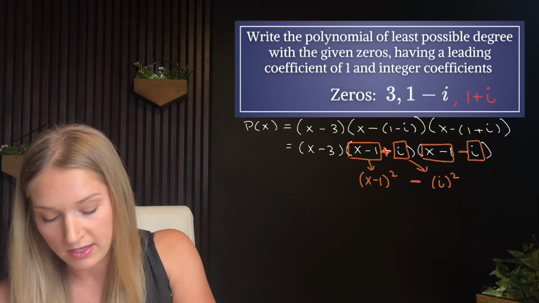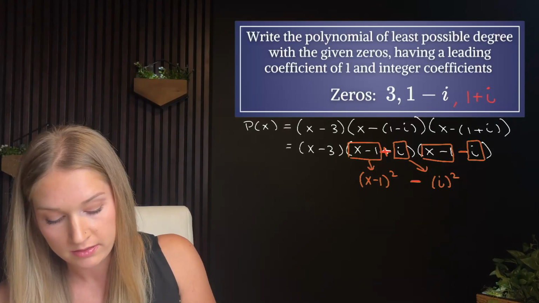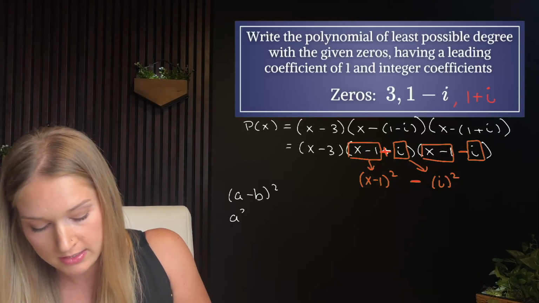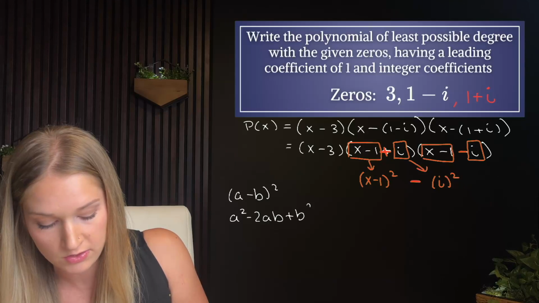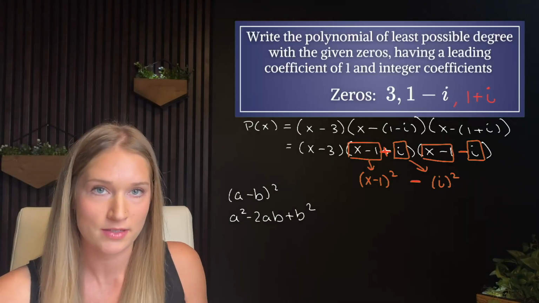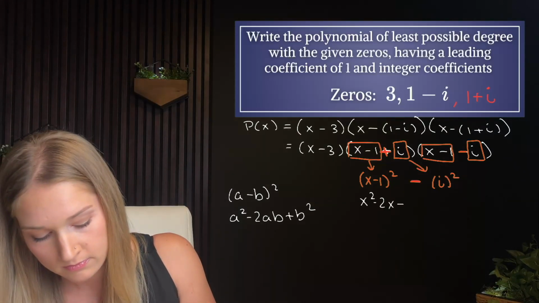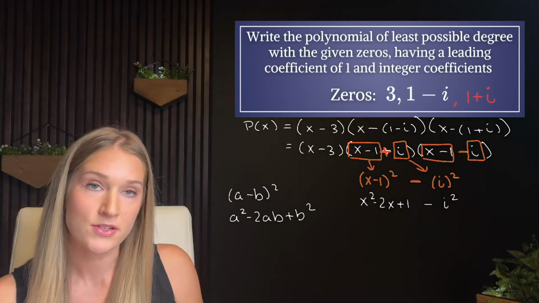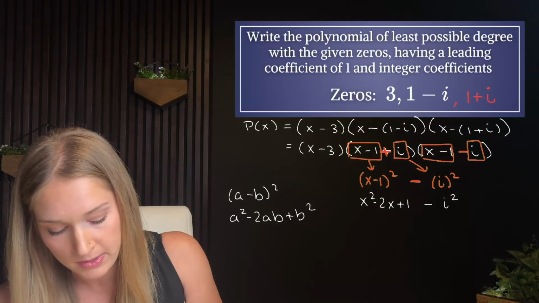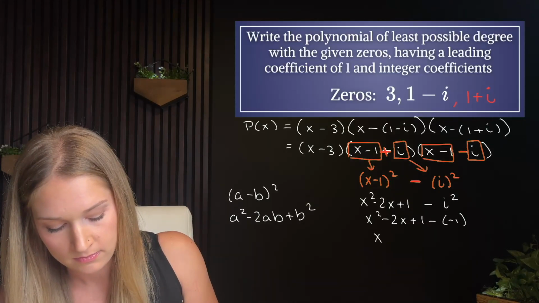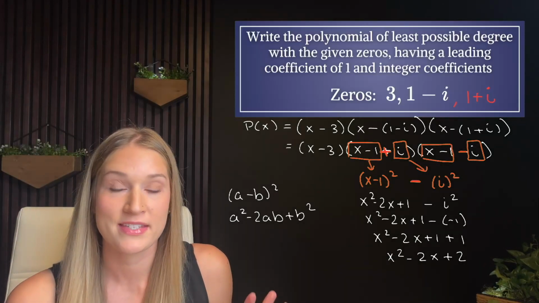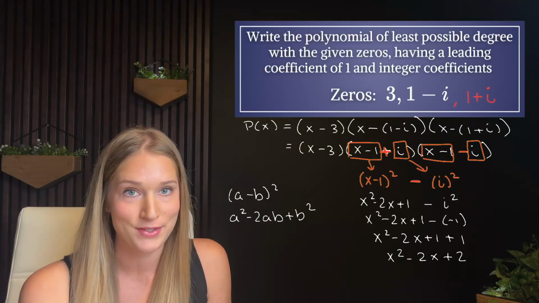I'll continue simplifying. The x minus 1 squared, if you remember your pattern of multiplying a minus b squared, we end up with a squared minus 2ab plus b squared. That's what I'll use to simplify this out. If you're not comfortable, just multiply the x minus 1 times x minus 1. Something we also need to remember is that i squared is just negative 1. So I'll go ahead and substitute negative 1 for i squared. Okay, so we have successfully multiplied out those last two factors in our polynomial.